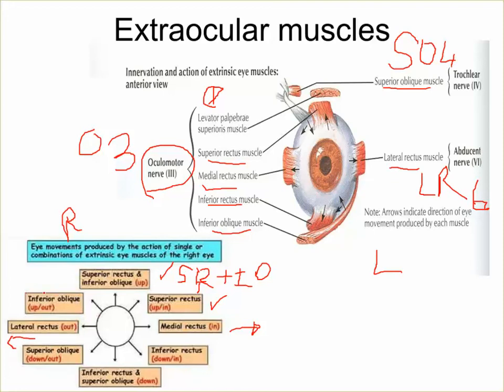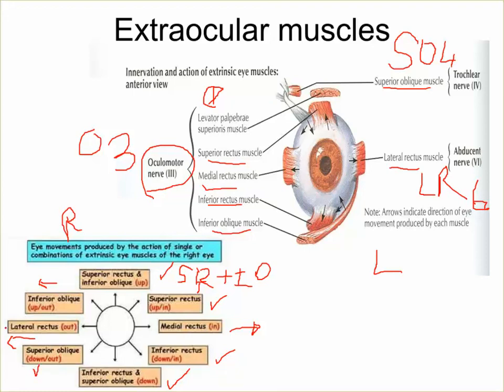The inferior oblique will help in up and out, like this, up and out. Whereas inferior rectus with superior oblique will go for down movement. Inferior rectus alone goes for down and inward movement. Okay, and superior oblique goes for down and outward movement.